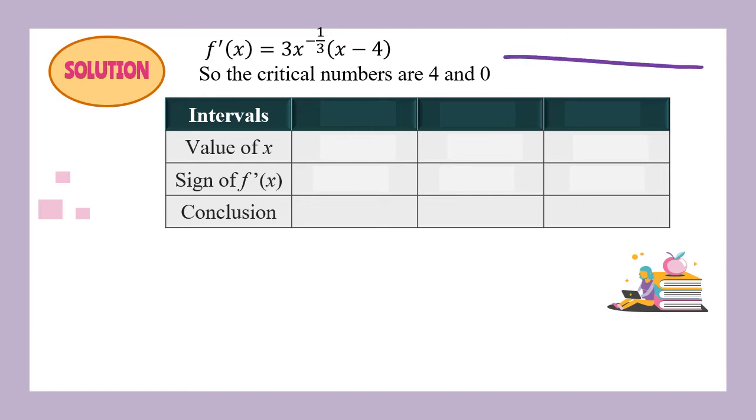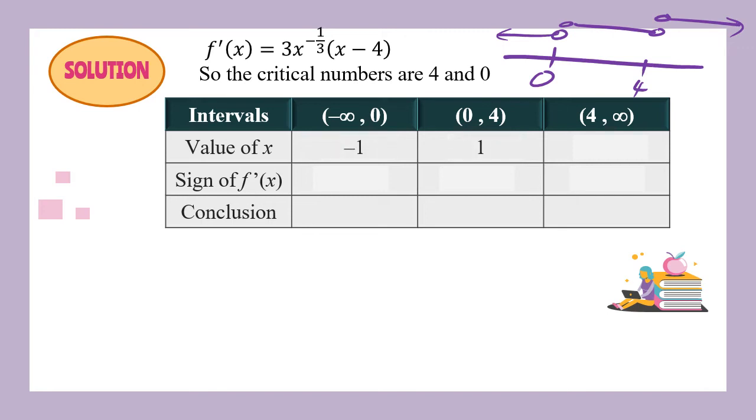Because we have two critical numbers, we can have 3 intervals. The first interval will be from negative infinity to 0, the second one is from 0 to 4, and the last one will be 4 to infinity. Now we choose any value in each interval, and then we substitute it into f prime x. So if this is negative to the power of negative, it will be negative, and this one also will be negative.